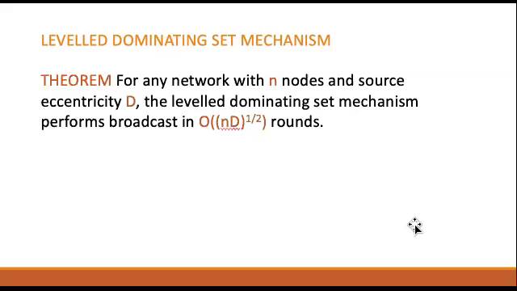Since there are d pairs of levels, and it takes O of square root of n rounds for one level, it's easy to see that O of d square root of n rounds suffice. With a more careful analysis, we're able to show an O of square root of nd round upper bound. Since each round consists of 2 slots, this is O of square root of nd slots.